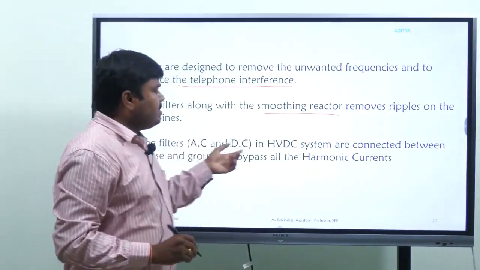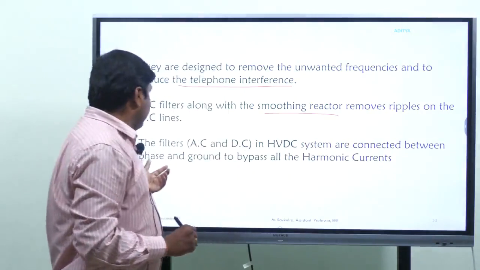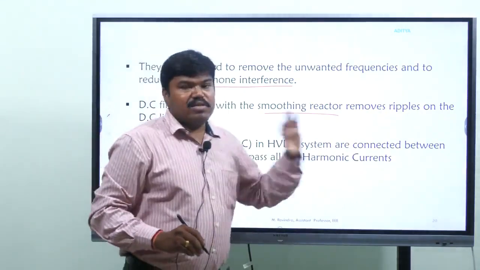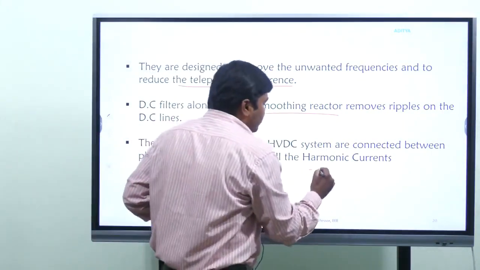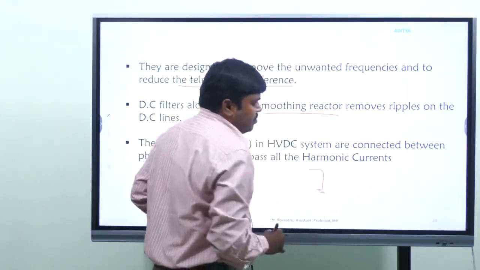The AC and DC filters in HVDC systems are connected between the phase and ground to bypass all these currents. These currents are connected to the ground.